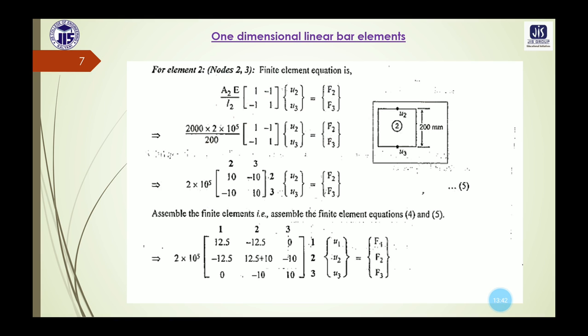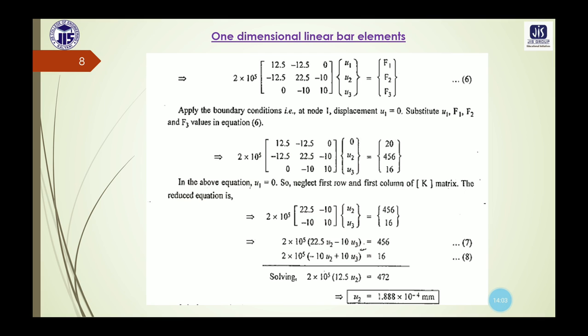So this type of formation of the 3 by 3 matrix from the finite element equation of 2 by 2 for the two different elements we have discussed earlier. These are familiar to us, this procedure of assembling two different finite element equations. After some steps we are getting this equation number 6 here. Now we need to apply the boundary conditions.